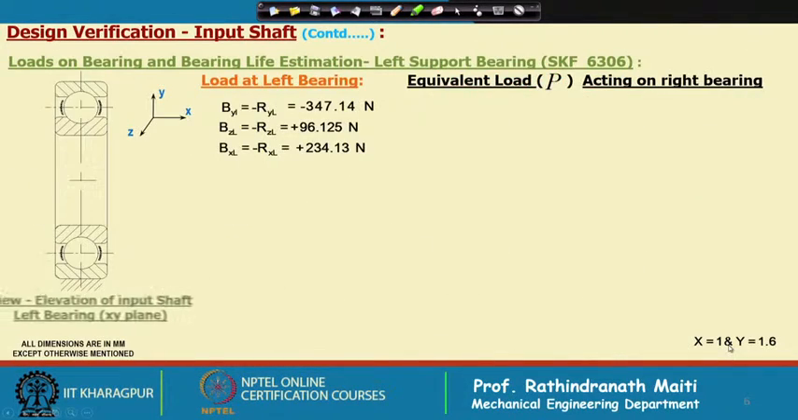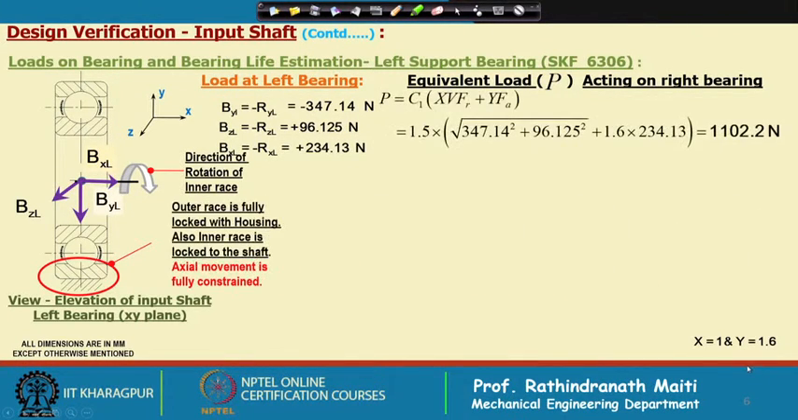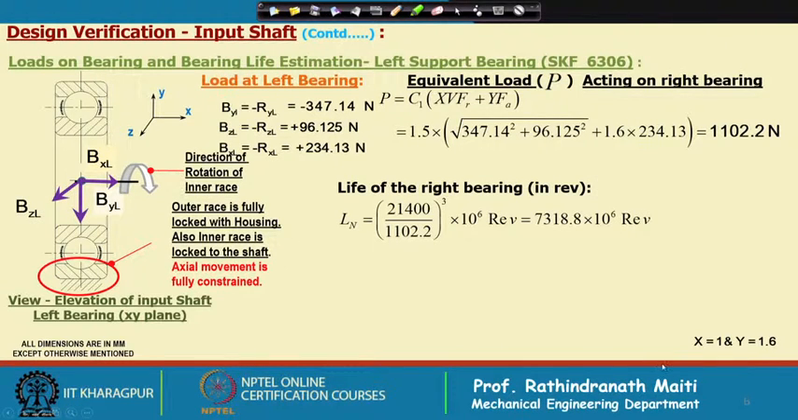But next, if we consider the left hand bearing, the same way we have calculated, but in this case we have the axial load. So, for that axial load, what we find, here we have written this is fully locked with housing, also inner race is locked to the shaft, axial movement is fully constrained.